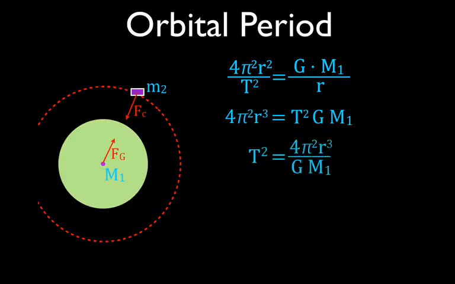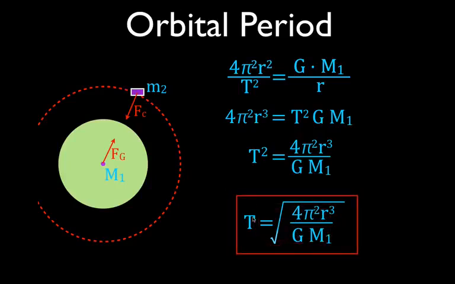I'm going to divide both sides of the equation by GM1, or G times M1, and that gives me that the period squared is equal to 4 times pi squared times r cubed divided by GM1. But I don't want to know the period squared, I want to know the period. So I'm now going to take the square root of both sides, and that gives me that T, this is the period, is equal to the square root of 4 pi squared r cubed divided by G times M. That is the equation we use to calculate the orbital period of an object.